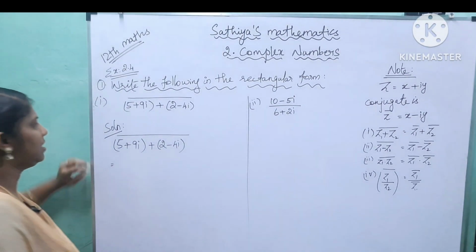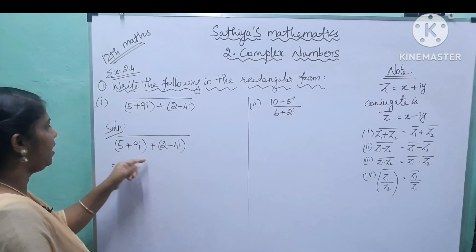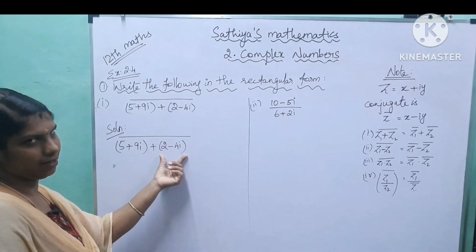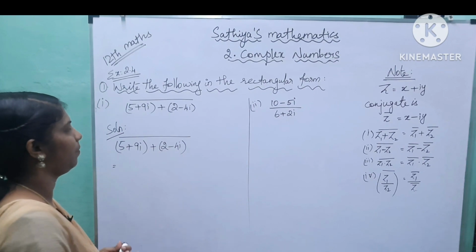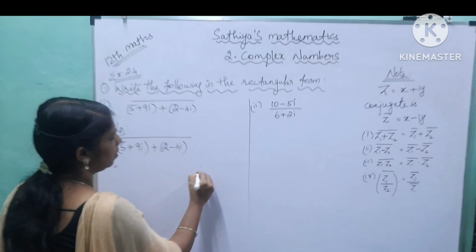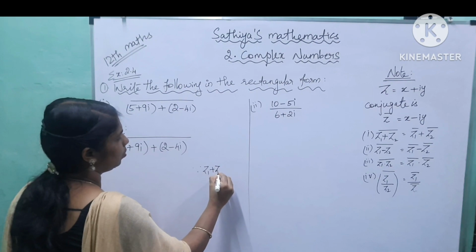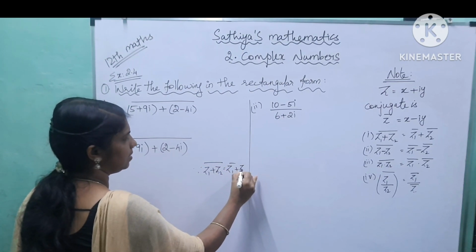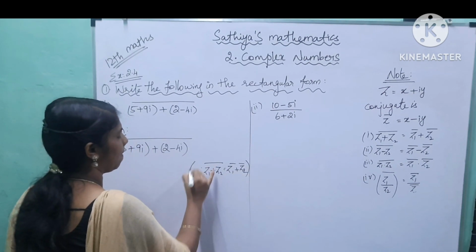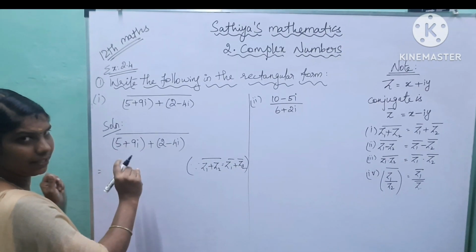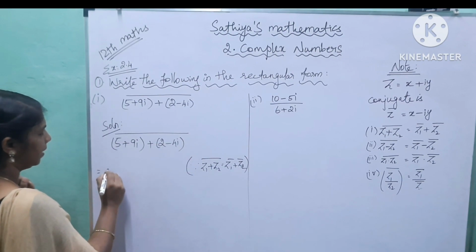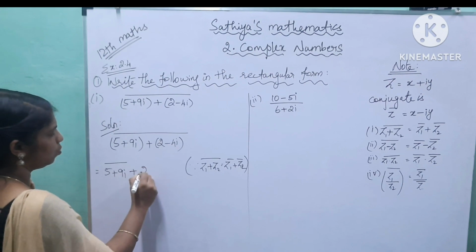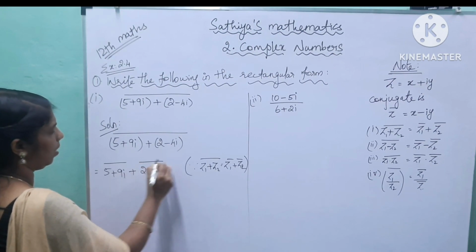Now in the given sum, 5 plus 9i is one complex number, so we take it as z1, and 2 minus 4i is another complex number, so we take it as z2. This is in the form of z1 plus z2 the whole bar. So how can we write this? z1 bar plus z2 bar. Using the property, you can split the bar to each term. This is 5 plus 9i whole bar plus 2 minus 4i whole bar.